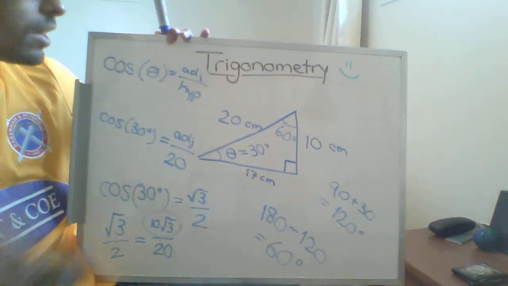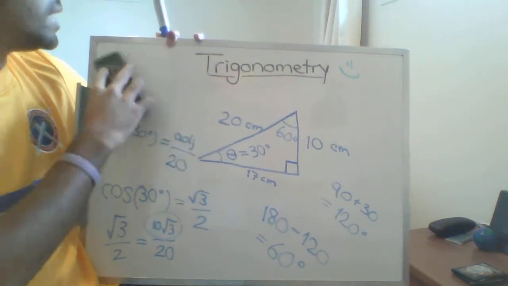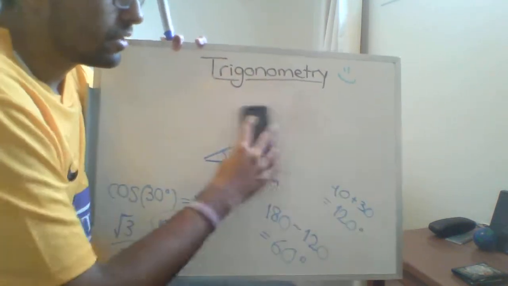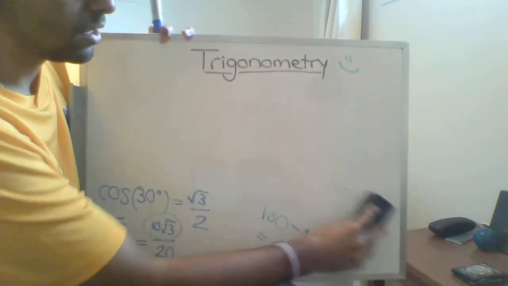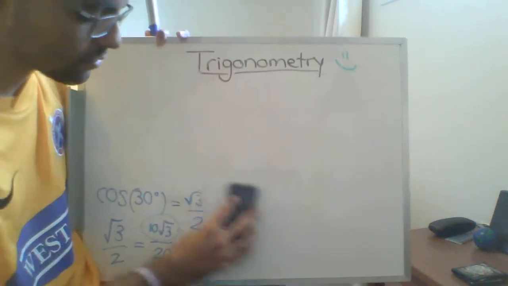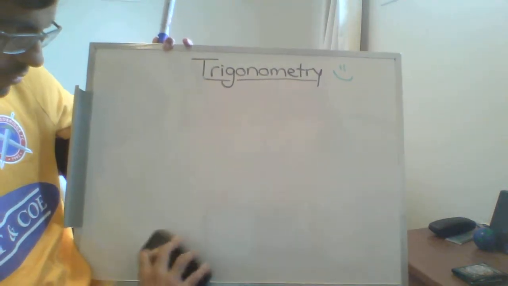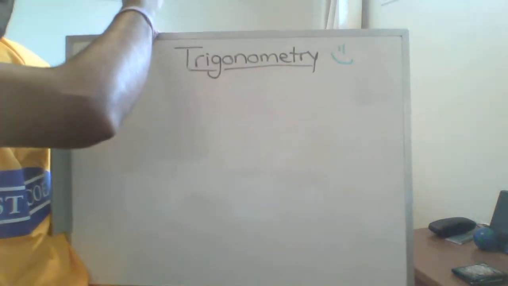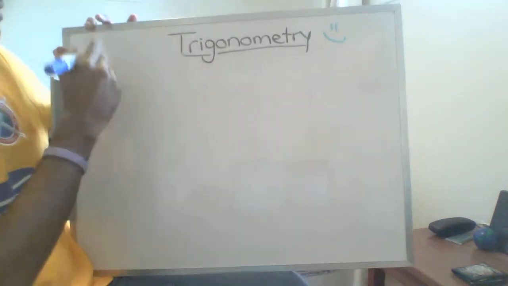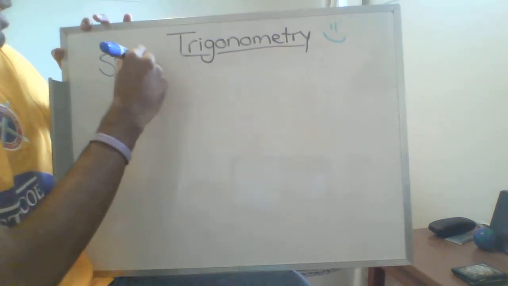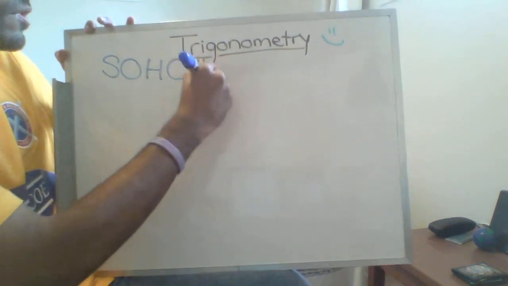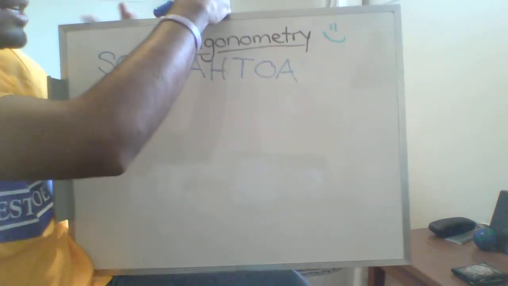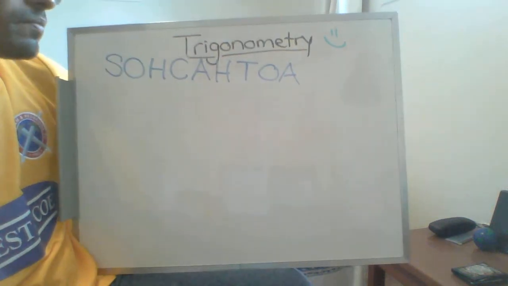What I'm going to do really quickly is go through ways that people remember the sine, cosine, and tangent functions. Alright, so there are a couple of acronyms that you can use. The first one, this is the one I learned in school, but it's the one I like less, because it doesn't really make sense outside of the context of math. So this one is SOHCAHTOA.